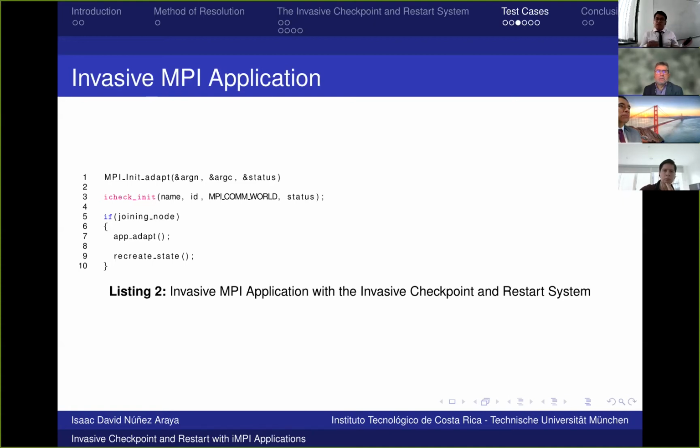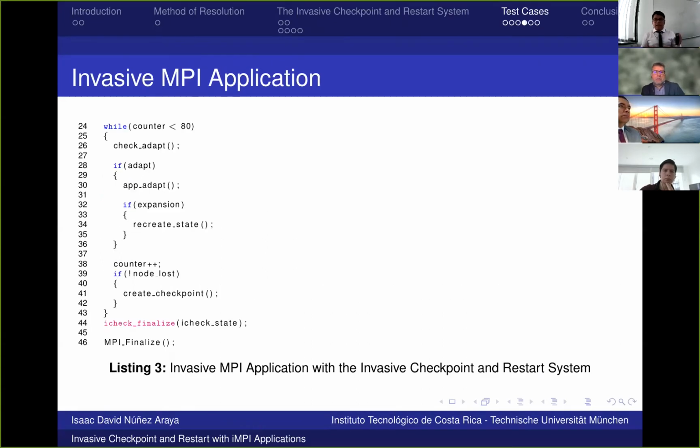If there is a joining node, it will adapt and then check if there is a checkpoint. If there is, the library will restore the values stored in the checkpoint. Then the main loop is reached. Here, the application will constantly check with the IRM if there is a pending adaptation. This can be seen in line 26 with check adapt.